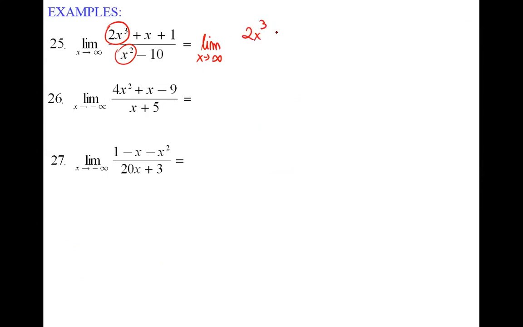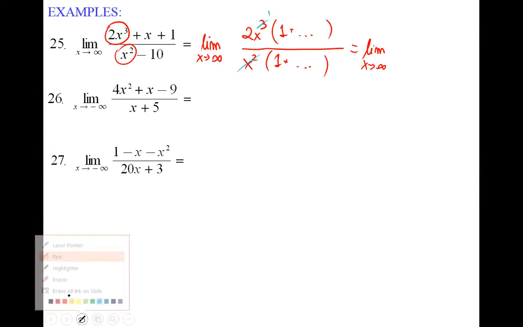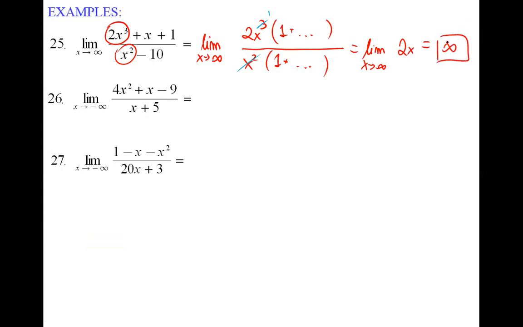That means having 2x cubed, and the rest of the stuff, if I factor out x squared, we know the rest will go to 0. I can cancel out, not everything, x squared and x cubed will give me just x, and I will just get 2x, right? Because we can see right away, focusing on the leading function, 2x cubed over x squared will give me 2x. As x goes to positive infinity, the answer is positive infinity.